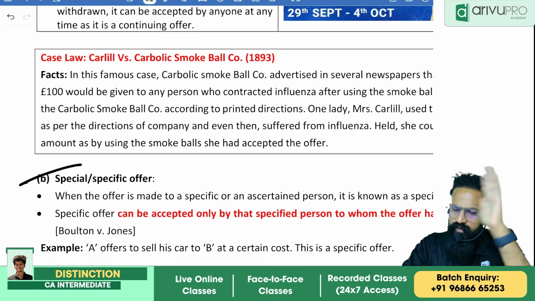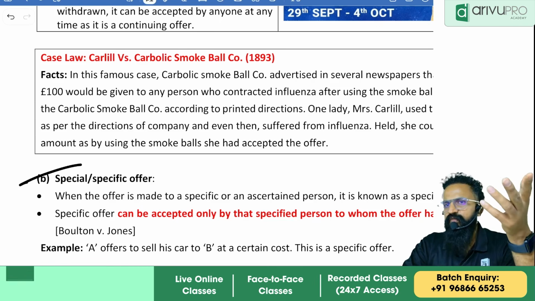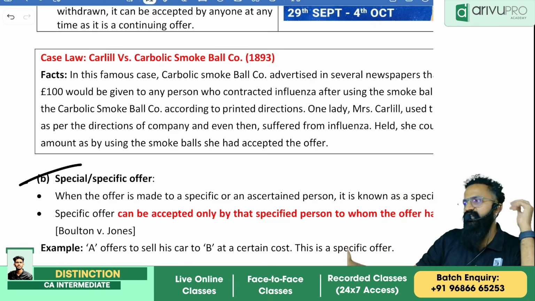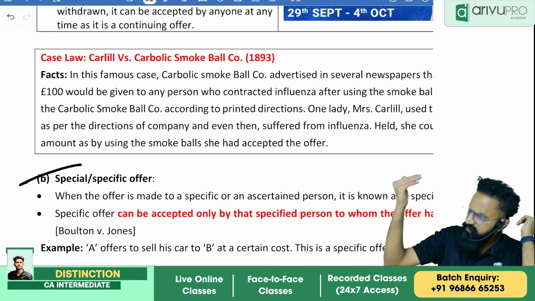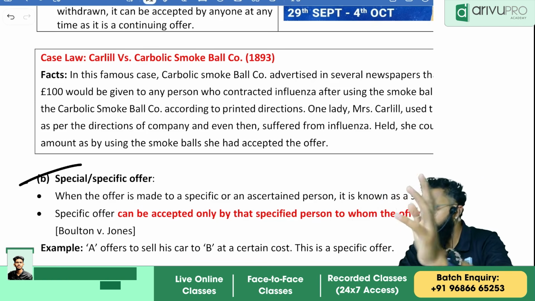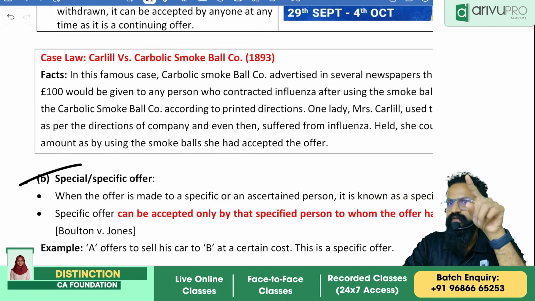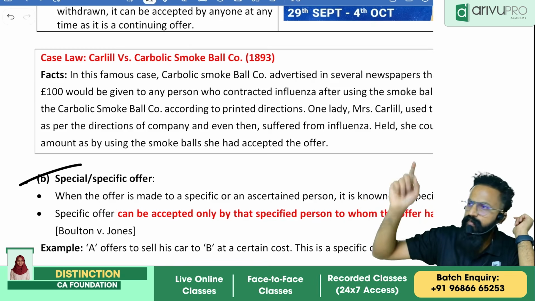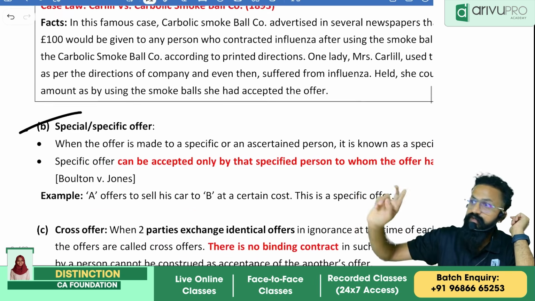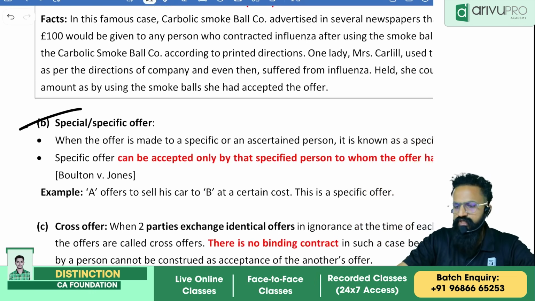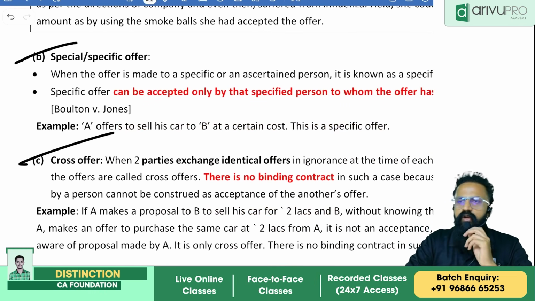Next one is called specific offer. A specific offer is nothing but an offer given to a specific person. In such cases, the acceptance should also be given by the specific person only. A random person cannot give it. The case law we had seen was Boulton versus Jones. That shop case. I wrote a letter to one person, another person sent me the grocery.